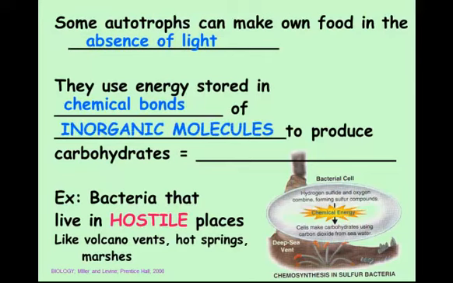Chemical molecules store energy in their bonds. And these kinds of autotrophs use the energy that's stored in inorganic molecules. Remember when we talked about molecules, organic molecules are molecules that have carbon in them. These would be inorganic molecules. They contain chemicals that maybe we'd find in rocks or soil. And they use the energy that's in those molecules, breaking those bonds and using the energy to make carbohydrates, just like plants do.